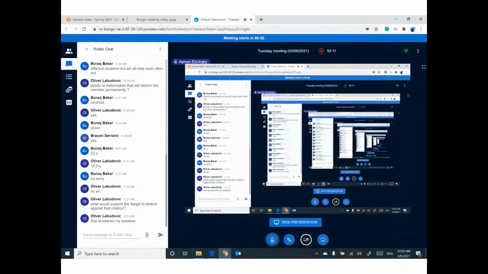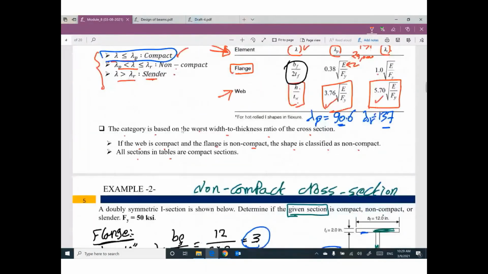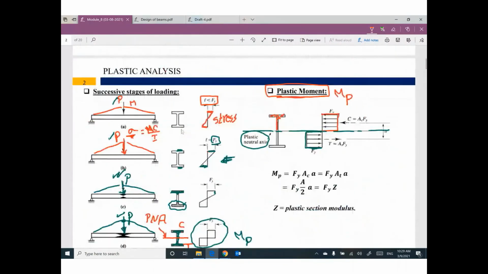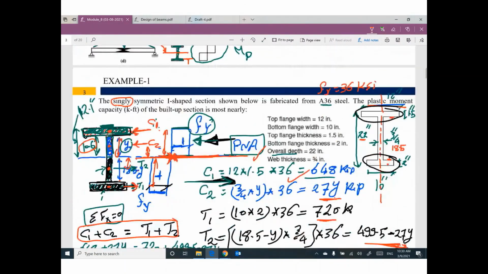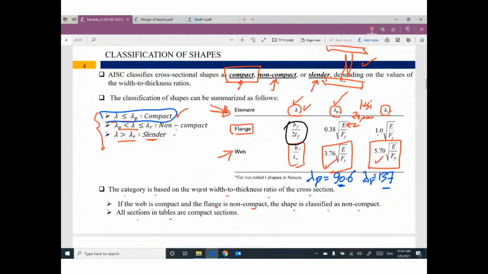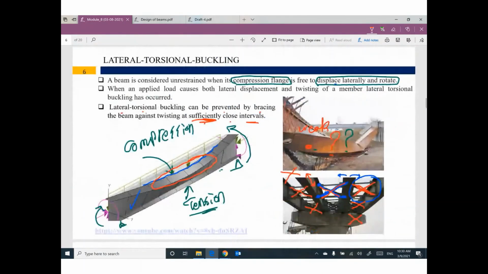We learned a lot today, I think. Many concepts, starting from plastic analysis. Actually, we have an advanced course called Plastic Analysis of Steel Structures. It's more advanced, for graduate students. And classification of cross-sections and the phenomenon of lateral torsional buckling and how we can prevent this issue.